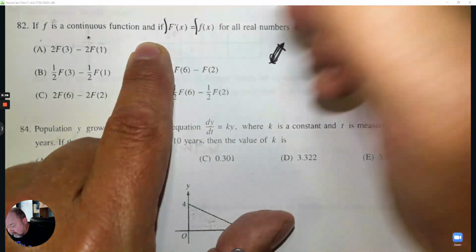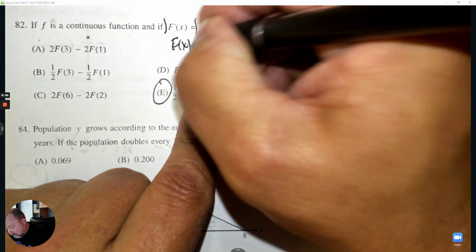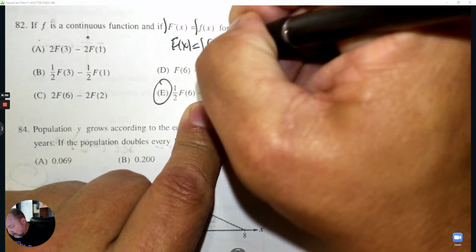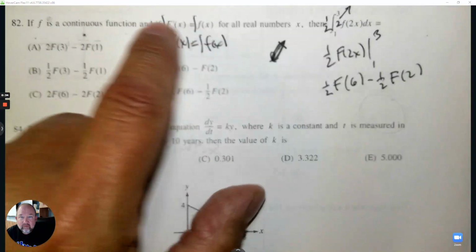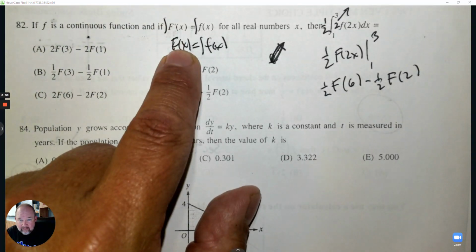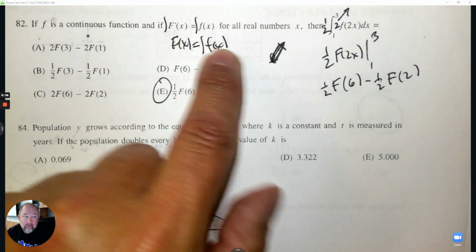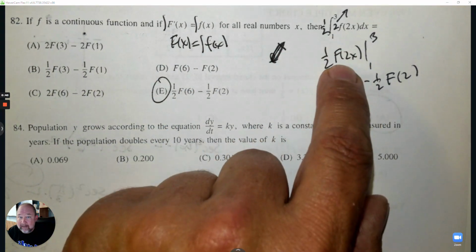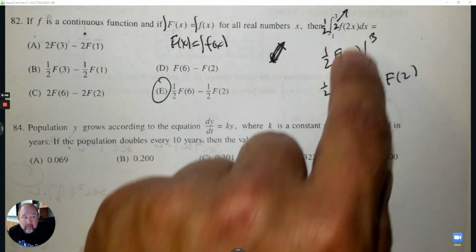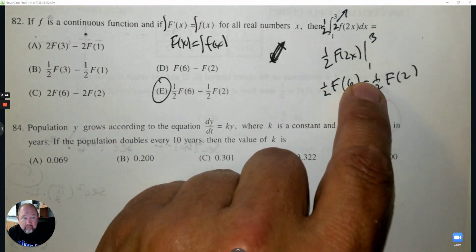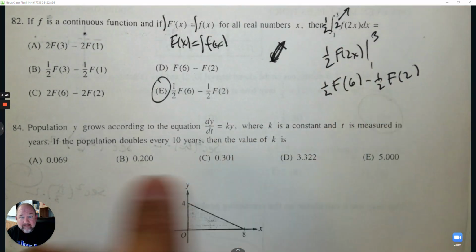if I do this, if I integrate this, the integration of this is just f at x. That's equal to the integration on the other side. So that's why integrating this is just capital F at that. Then plug in 3. 2 times 3 is 6. Subtract, plug in 1. 2 times 1 is 2. And you got your answer.